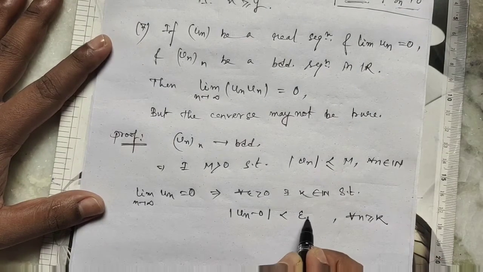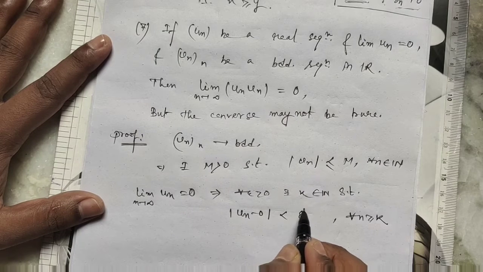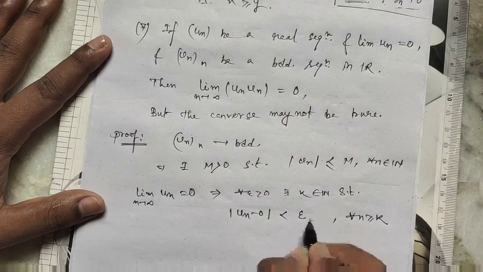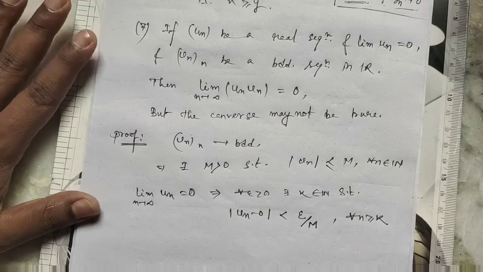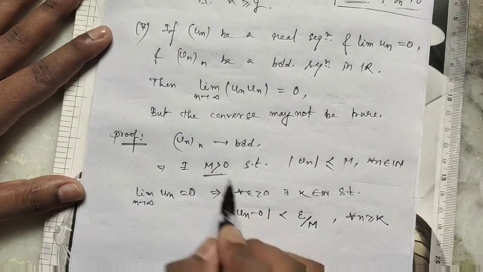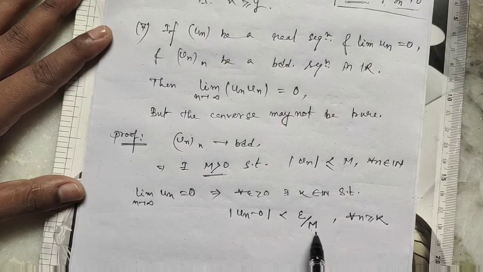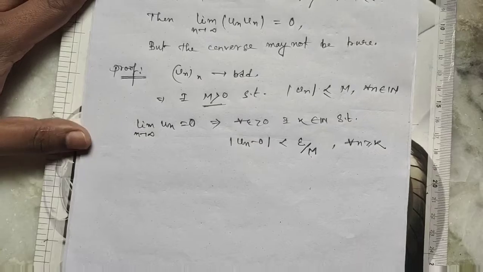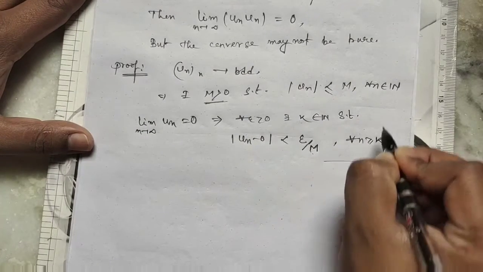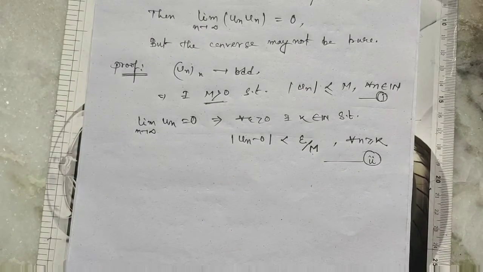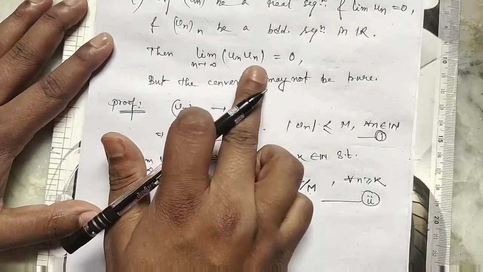Here epsilon is arbitrary, so we can choose epsilon by 2, epsilon by 3, in our choice. So we take epsilon by m. This is a real number because m is non-zero. Clear? So this is 1 and this is 2. Clear? Now we have to prove that limit un vn equals 0.